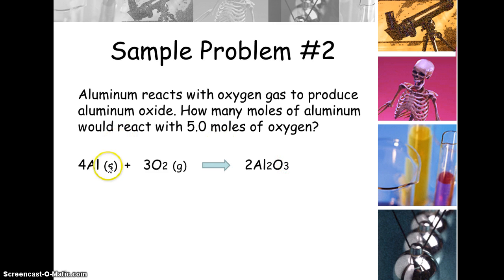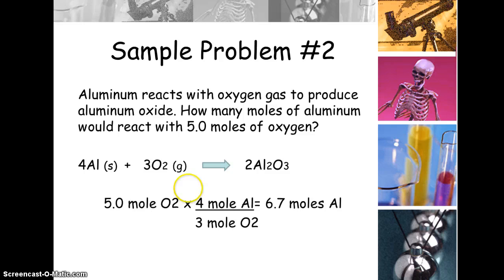So now that we've got our balanced equation, we can set up our railroad tracks. We can set up our dimensional analysis. So this means we start off with 5 moles of oxygen. We want to convert moles of oxygen to moles of aluminum. So we set it up so that we've got moles of oxygen on top, moles of oxygen on the bottom. And we're converting to moles of aluminum.